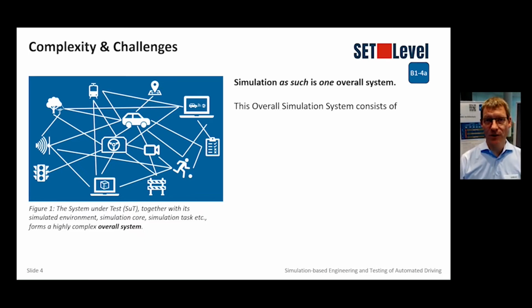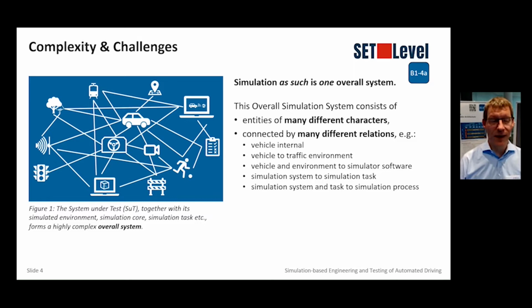We consider simulation as such as one overall system. Why? Okay, we have the simulated vehicle in its environment with all its components. We have the simulation core, we have simulation tasks. And so we see that the complete overall simulation system consists of entities of many different characters, with many different relations between them, let it be the vehicle internal connections between the components like the sensors and the driving function and the actuators, the connection between the simulated vehicle and its environment, houses, roads, trees, whatever, the complete model vehicle in environment connected to the simulated software.